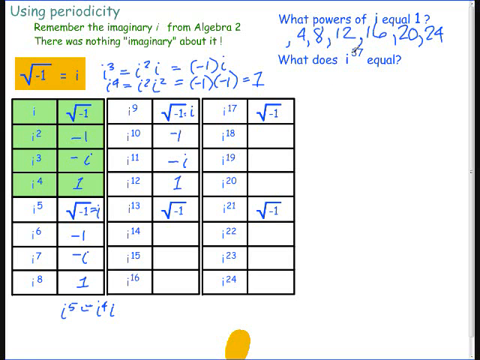Okay, what does i to the 37th power equal? Well, it certainly equals i to the 36th power times i to the first power, right? And 36 is an even multiple of 4, isn't it? 9 times 4 gives you 36. So that would be the same as 1 times i. It's equal to i. So it just keeps cycling through as we add 1 to the exponent.